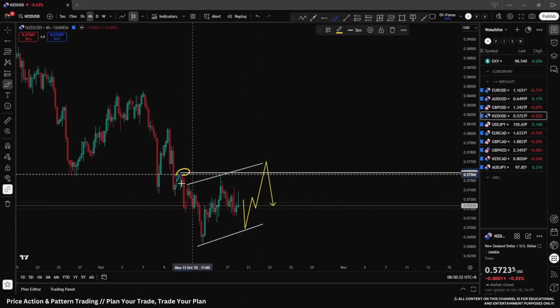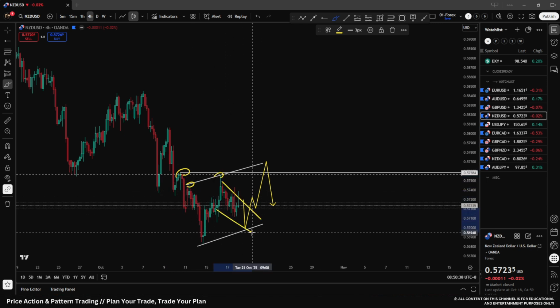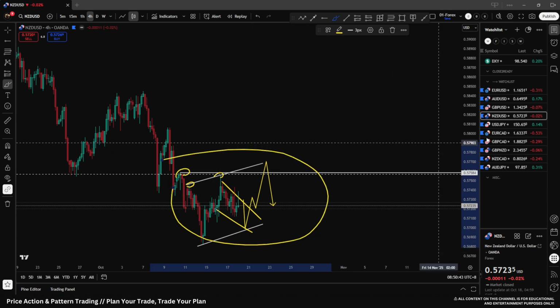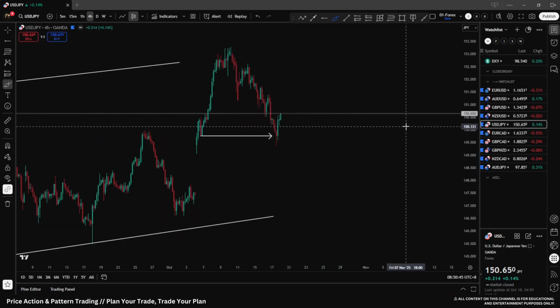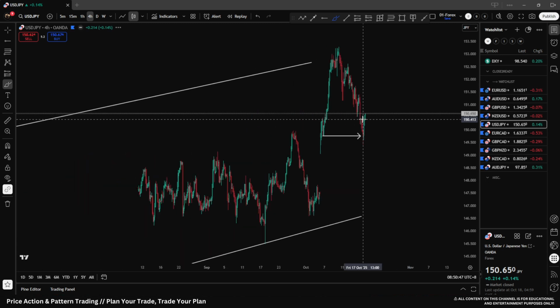We do have this potential first base, and we have here a first and a second touch already. So I'm looking now for price to finish the second bottom, coming back up to finish an overall bearish continuation structure.